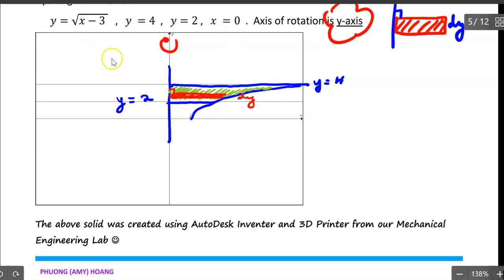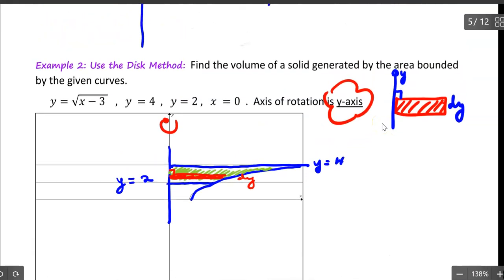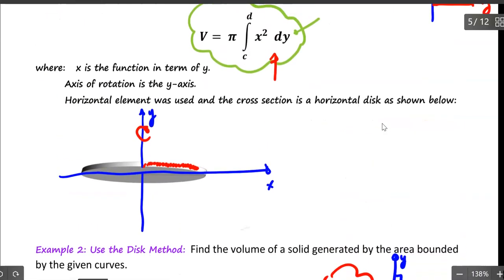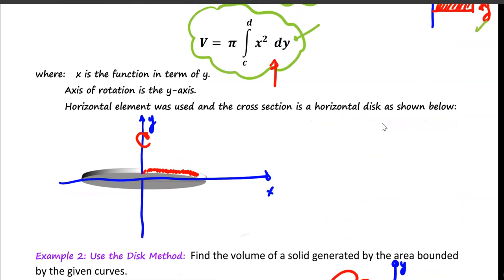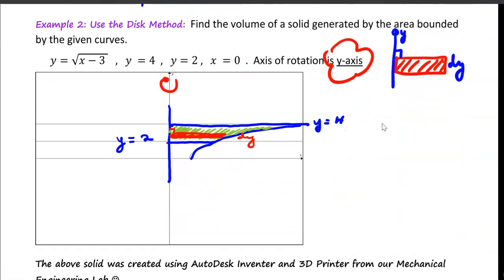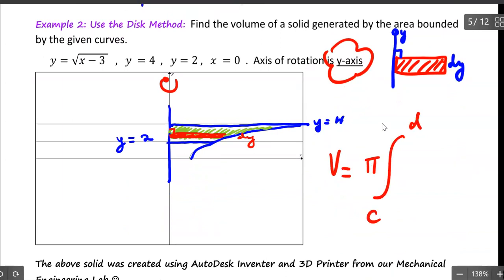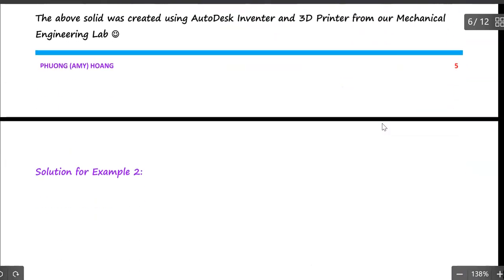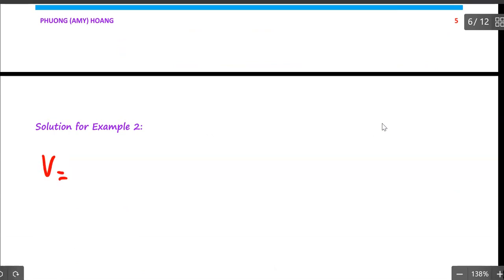Okay, so make sure that we are going to identify the formulas that we are going to use. The formula given to me in this case is this one. So let's write it down. Okay, so volume is equal to pi times the integral from c to d of x squared dy. Keep that in mind. So V equals pi times the integral from c to d of x squared dy.